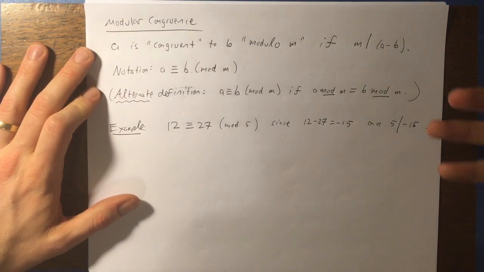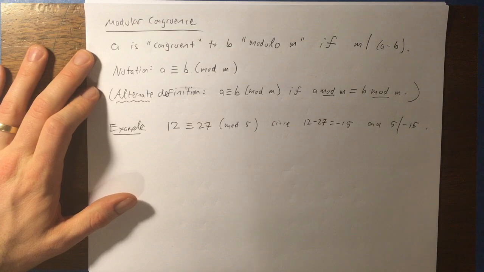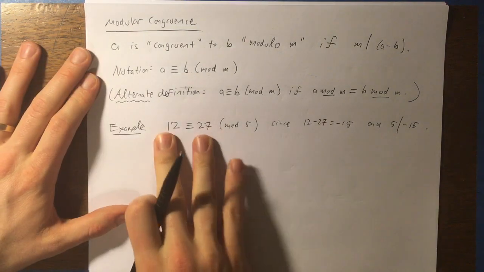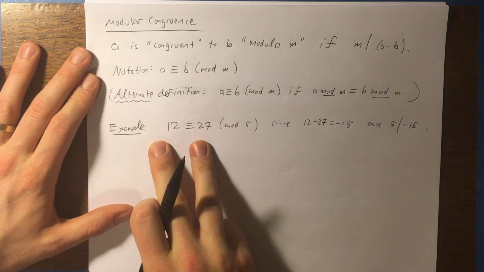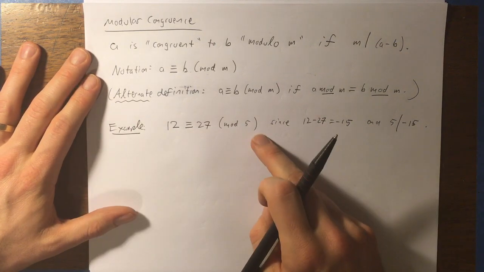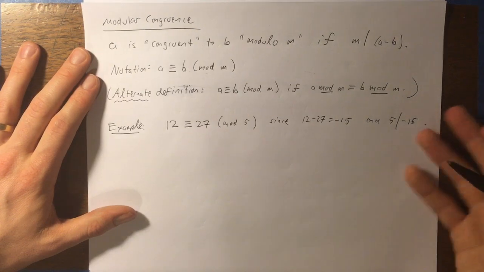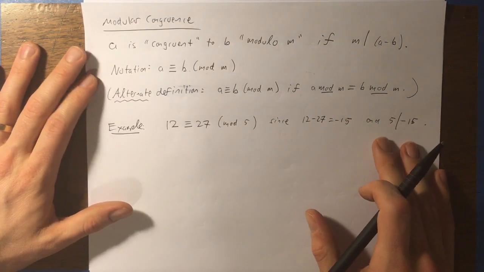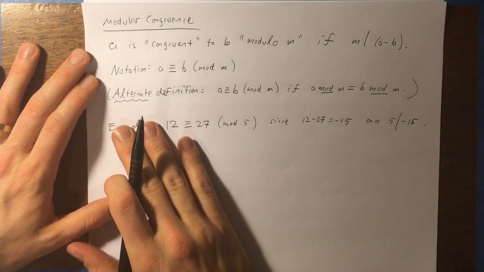However, there's also an alternate definition for modular congruence, which might be a little easier to think about. This idea of subtracting the numbers and then checking to see if 5 divides that difference feels like jumping through hoops a little bit. There's an alternate definition, which is perhaps more immediate.